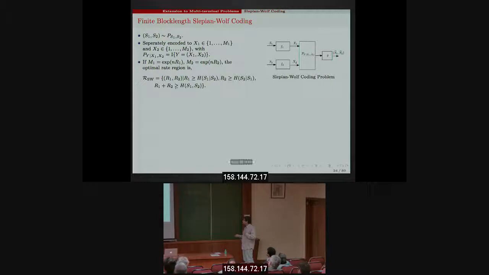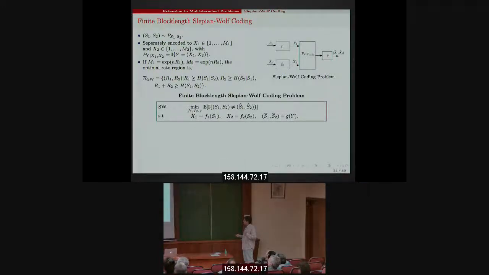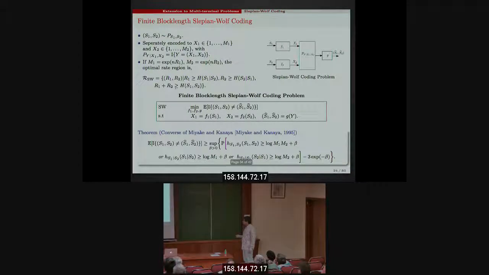So let's take Slepian-Wolf coding, something that we've studied well. So this is your Slepian-Wolf coding problem. Two sources separately encoded go through this channel, which is just basically an identity map, and they have to be decoded jointly. And this is the famous converse, the best known converse so far, which is the converse of Miyake and Kanaya for this problem.